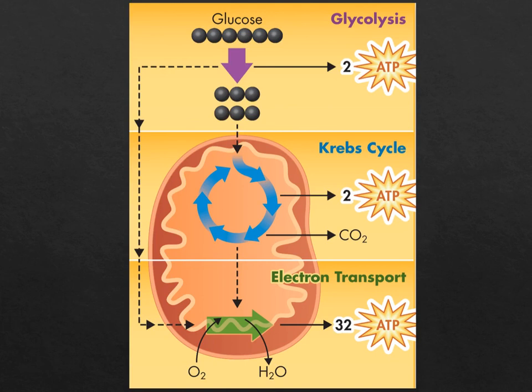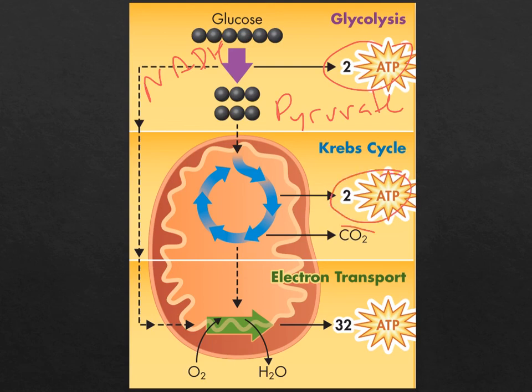And then this is what the process looks like. Also, this one is from your textbook. This one is broken down nicely. You can see the glucose here, of course, the pyruvate here, that little bit of ATP produced. Of course, we know what's going here, NADH. We also have the Krebs cycle here producing 2 ATP, giving off a little bit of CO2.